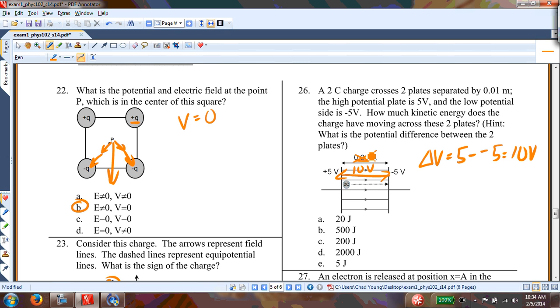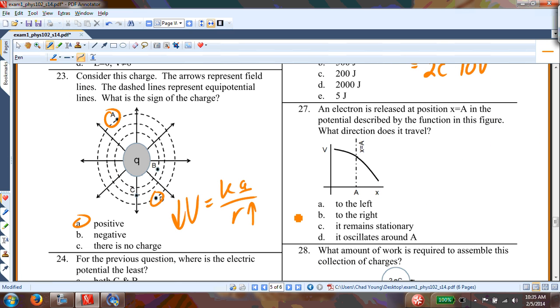Okay, so if I want to know how much kinetic energy, that energy is going to equal the work done by the electric field, which is going to equal q delta V. And that q is 2 coulombs times 10 volts, which is 20 joules. So A is number 26.